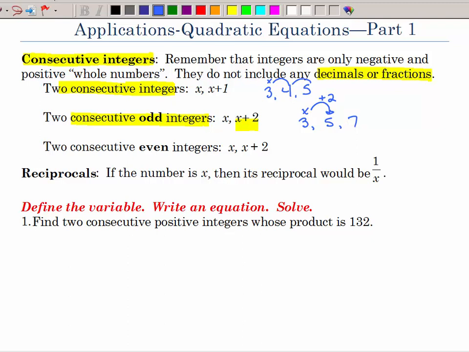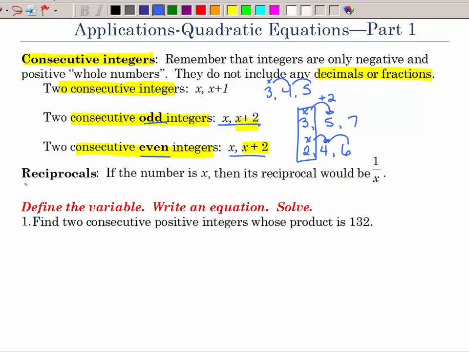That also works with our even integers. You set them up the same way. Look at this. You have 2, 4, 6. So if the first number is x, you again would have to add 2 to get to 4. You would have to add 2 to get to 6. So even though we have odd and even, they're set up the same way. It's just your starting point is different, but they're still spaced out every 2 on the number line.